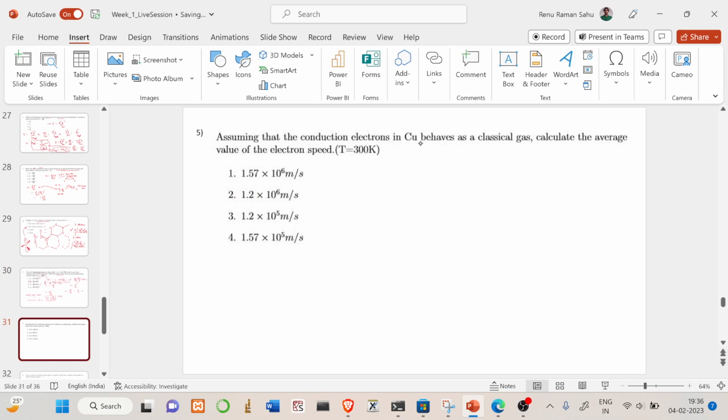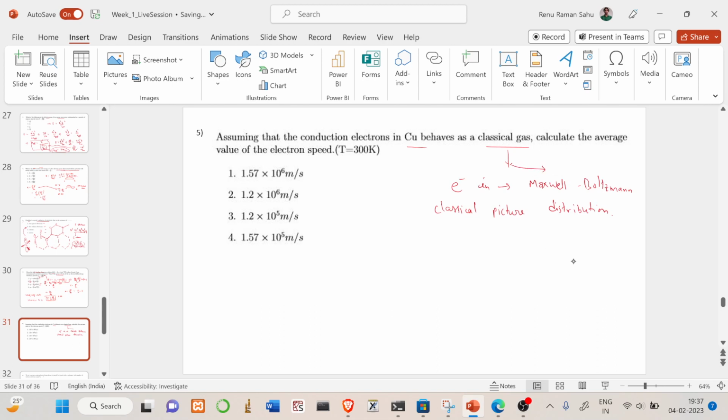So here it is asking that assuming that the conduction electrons in copper behave as a classical gas. When we talk of a classical gas, it just means that the electrons are the particles in a classical gas. They follow something called the Maxwell-Boltzmann distribution. So this is what it means by classical.